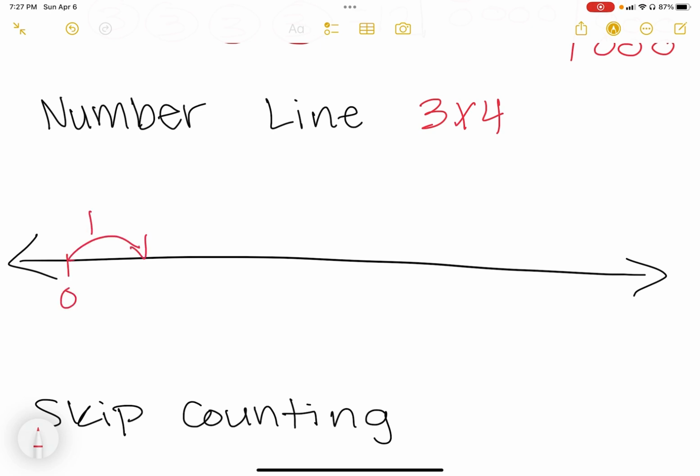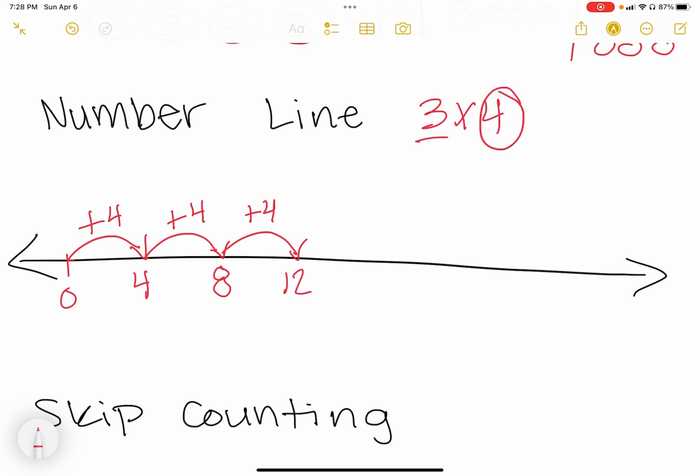I'm going to do my first jump, and I'm going to go for 4. So that's 1 jump of 4. That would be 2 jumps of 4. And then 3 jumps of 4 would get me to 12. After I make my 3 jumps of 4, I landed on 12. And like I said, you can also do this making 4 jumps of 3.